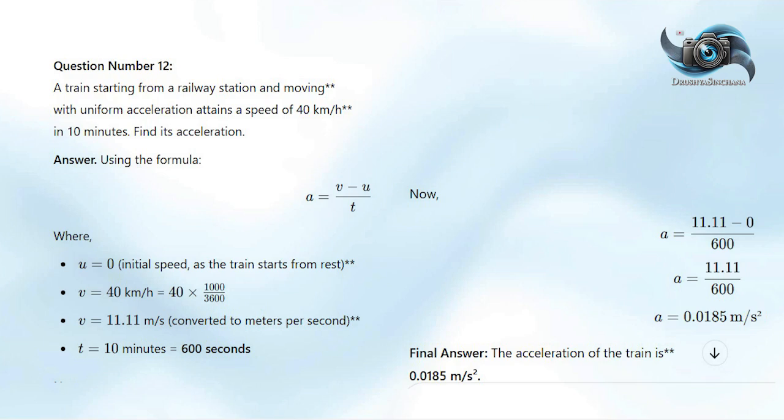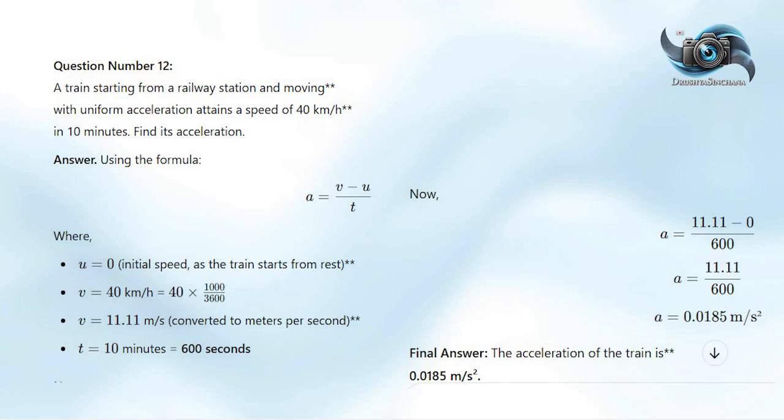Question number 12. A train starting from a railway station and moving with uniform acceleration attains a speed of 40 km per hour in 10 minutes. Find its acceleration. Answer. Using the formula, acceleration equals final velocity minus initial velocity divided by time, where initial velocity equals 0 since the train starts from rest. Final velocity equals 40 km per hour.